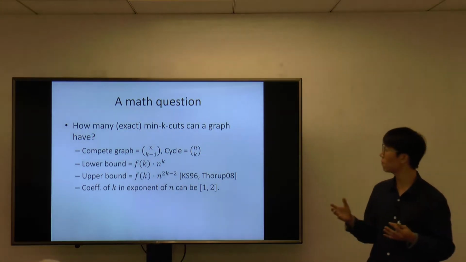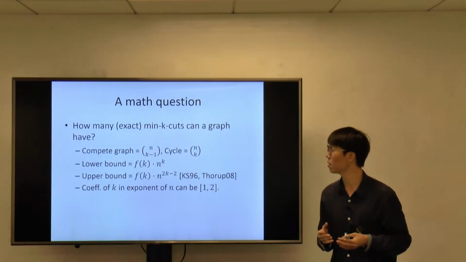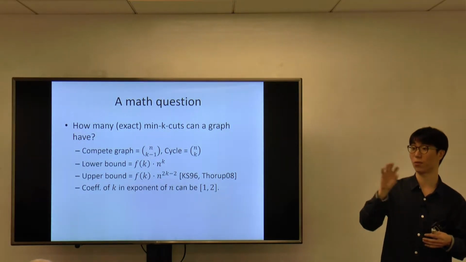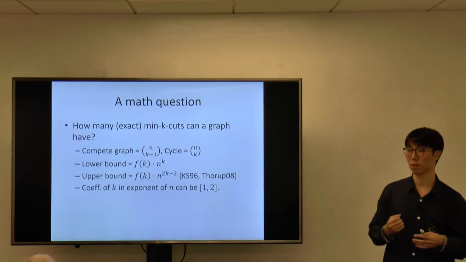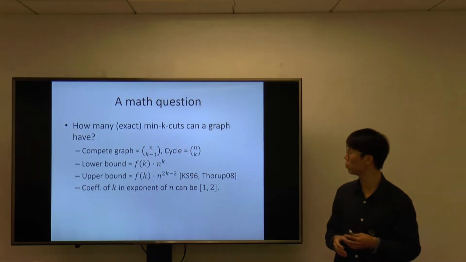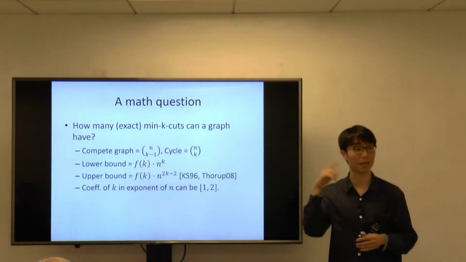So if you think about the complete graph, and what minimum k-cuts are, then we can easily see that a minimum k-cut is just taking k-1 singleton vertices and removing them. Every edge is incident on them. So there are n choose k-1 of them. Or, better, we can think of a cycle.